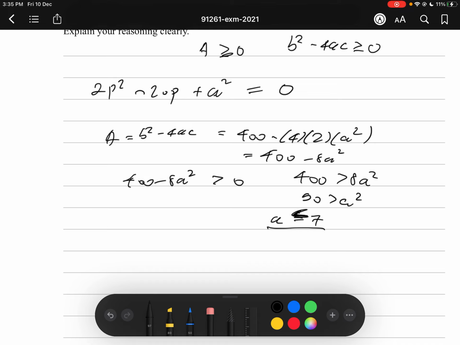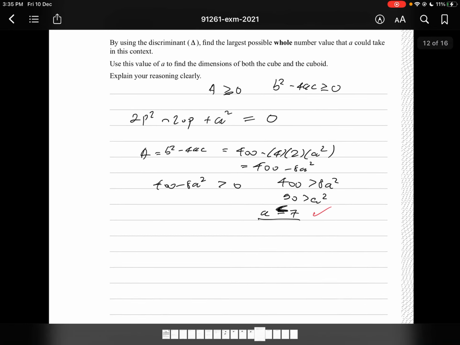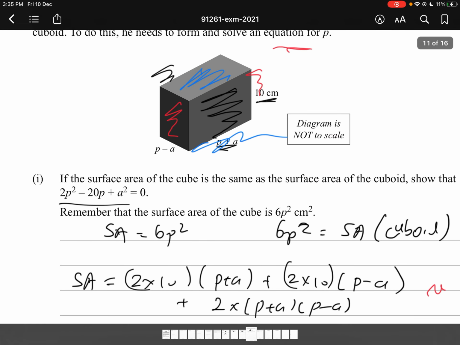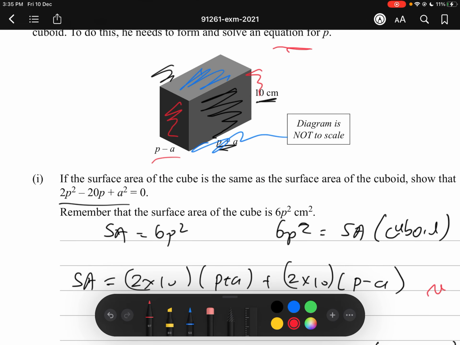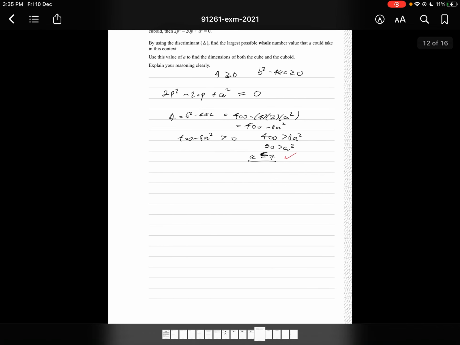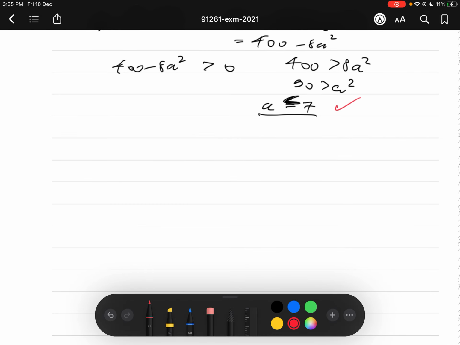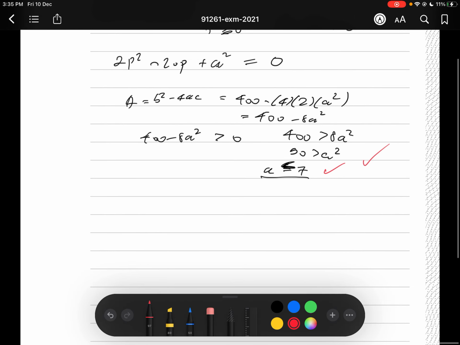Okay, we're up to this step, which is good. But we also need to make sure of one more thing: we need p minus a to be greater than 0. Since if p minus a is less than 0, then this side of the cube would be negative, and that's not possible. So that's our second condition. Our first condition is that there are real solutions, which yields this equation, and our second condition is that p minus a is greater than 0.